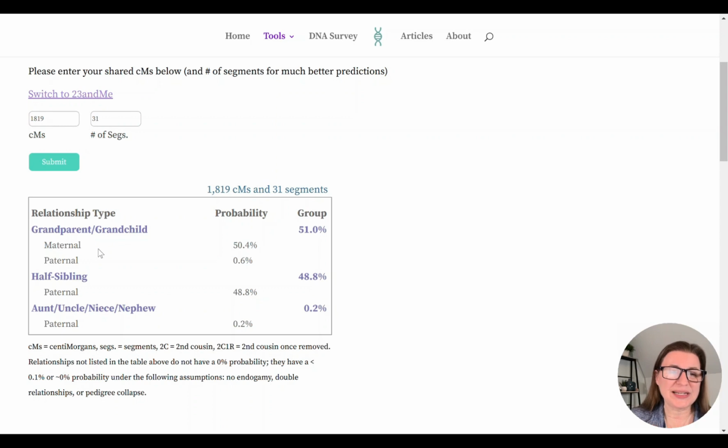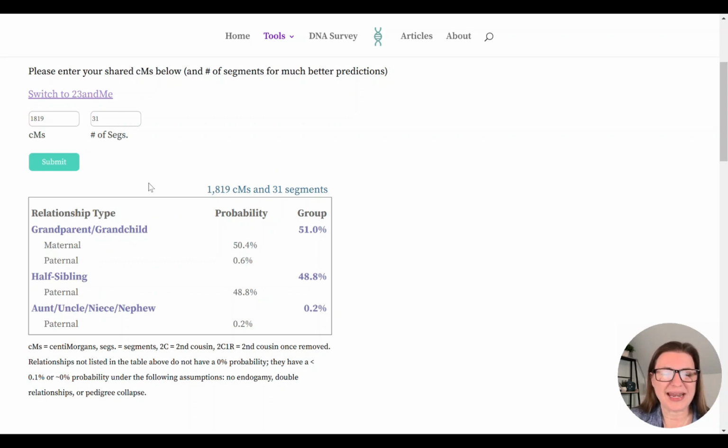And again, it's really understanding that this is on the maternal side, not the paternal side, because of those recombination rates of males versus females. So almost over 50% chance is maternal grandparent versus 0.6 paternal, but it could also be a half sibling on the paternal side. So again, if I knew this was a grandparent, but I didn't know which side it was, this is quite helpful.